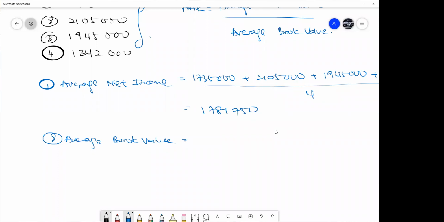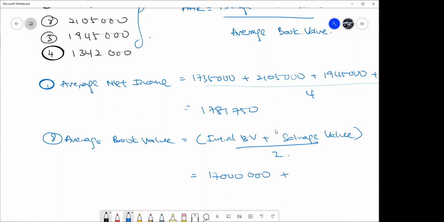So average book value is basically initial book value plus the salvage value, divided by 2. So in other words, read back the question: the initial cost is 17 million. What is the salvage value? Straight line depreciation to 0, so salvage value is 0. So 17,000 plus 0, divided by 2.